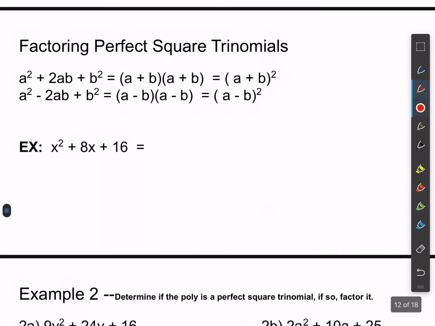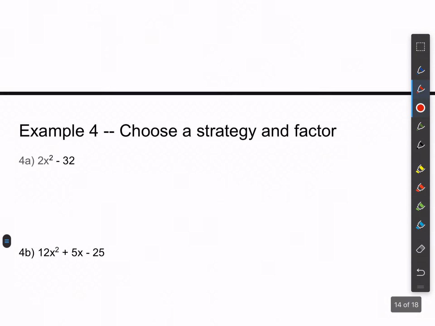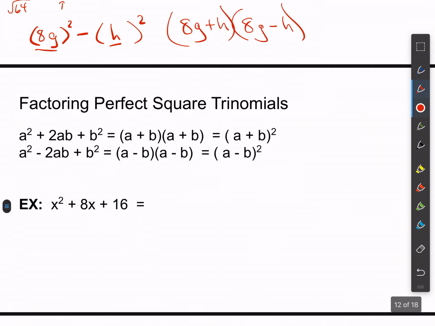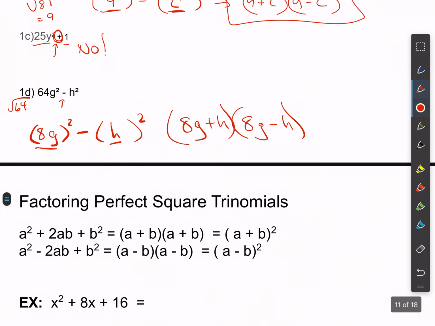All right. The final thing I'm going to teach you on this video is factoring perfect square trinomials. In fact, maybe not. I think I'm going to stop this video here. I'll move into factoring perfect square trinomials on the next lesson.